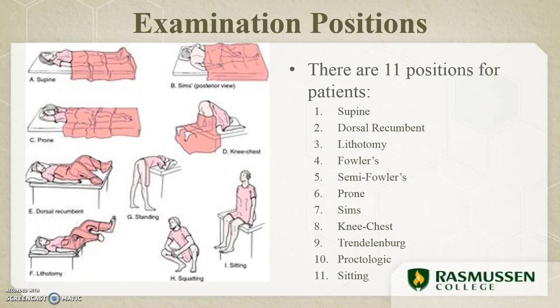Next, we have our patient positioning and draping. It's important to keep in mind that we want to make sure our patients are covered and they have dignity. Draping a patient is done so that the sheets are used to keep the patient covered and warm, especially when body parts are exposed. There are 11 positions that you could be responsible for placing your patient in. You have your supine, dorsal recumbent, lithotomy, Fowlers and semi-Fowlers, prone, Sims, knee chest, Trendelenburg, proctologic, and sitting.